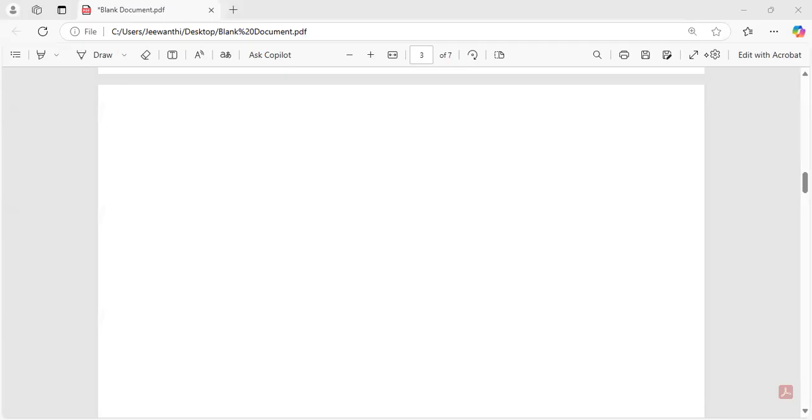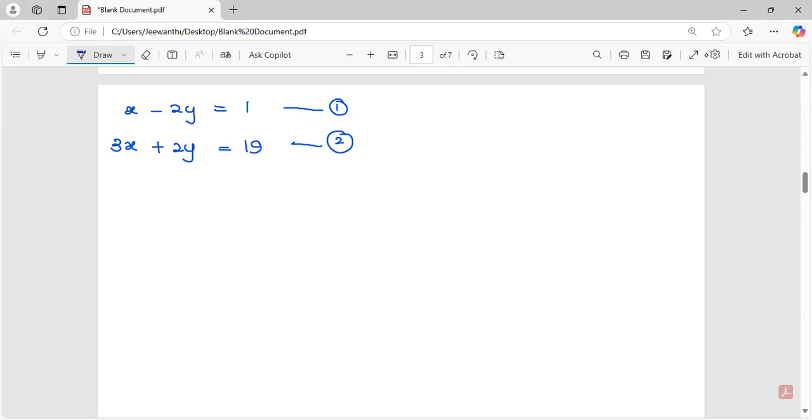So then we will move to another example. That is x minus 2y equal to 1 and 3x plus 2y equal to 19. So here, equation 1 and 2, the same thing we do with it, right? Then I take the coefficient of x, that is 1 and 3. If I look at the y, it is 2 and 2, right?